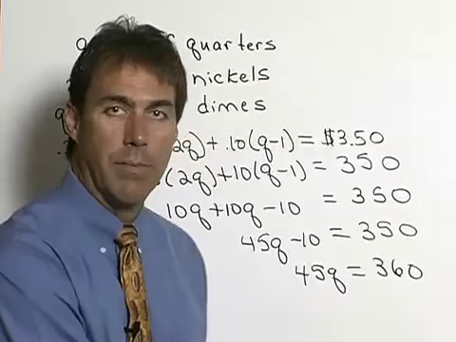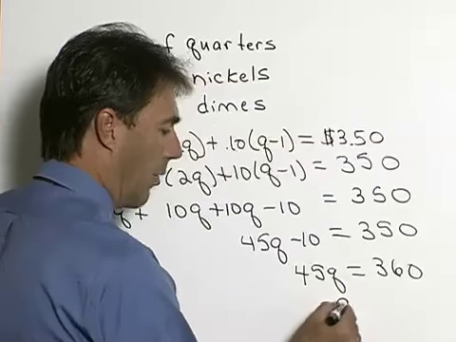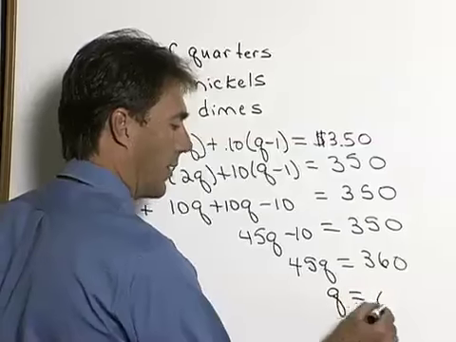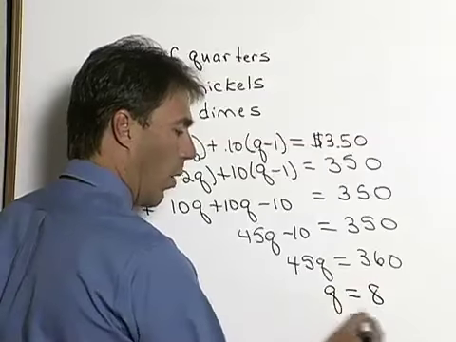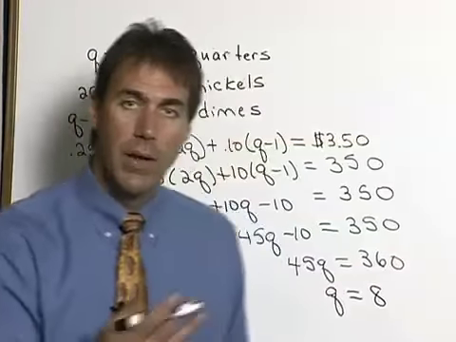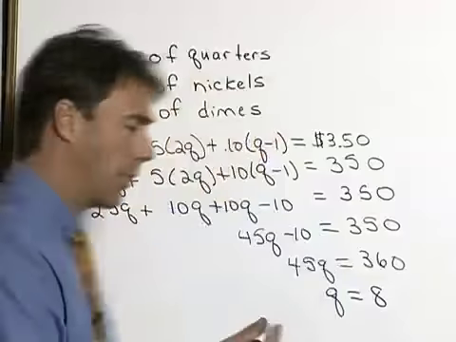Now let's divide both sides by 45. So 360 divided by 45 will give us Q equal to 8. And remember, Q represented quarters, so we have 8 quarters. Let's now find how many dimes and how many nickels we have.